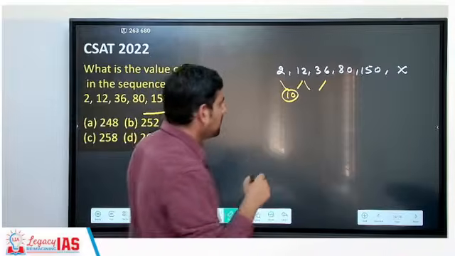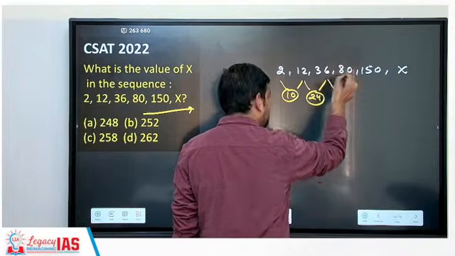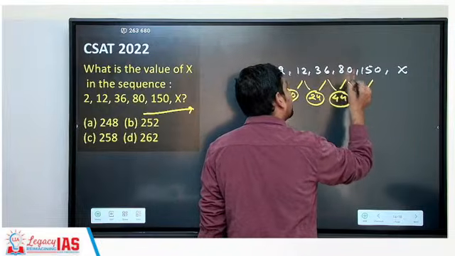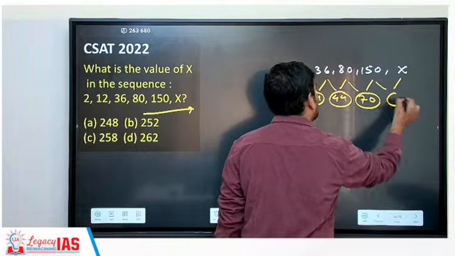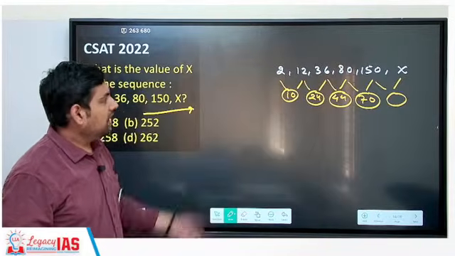12 and 36, what is the difference? 24. Then 36 and 80, what is the difference? 44. Then 80 and 150, difference is 70. Then next is what I am trying to find. Then I keep moving forward.